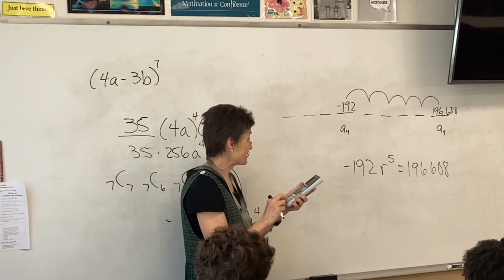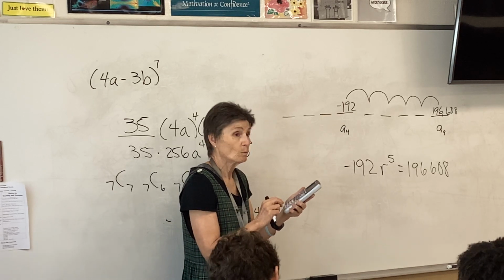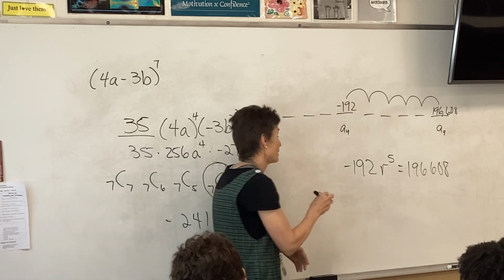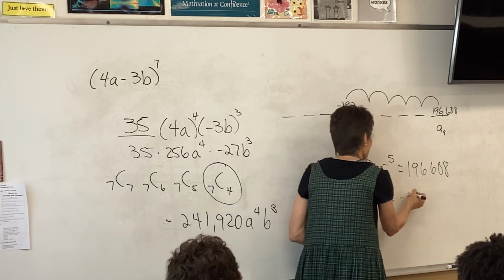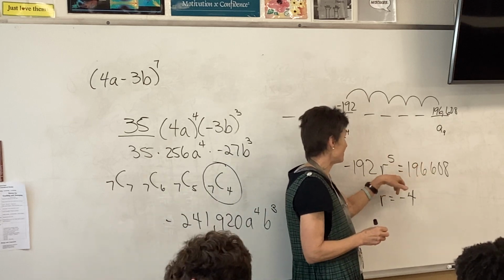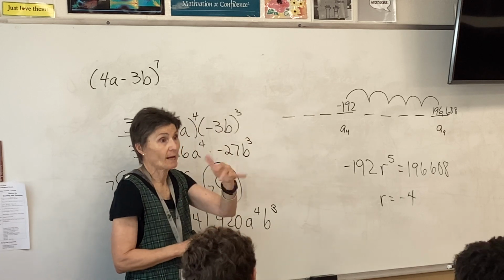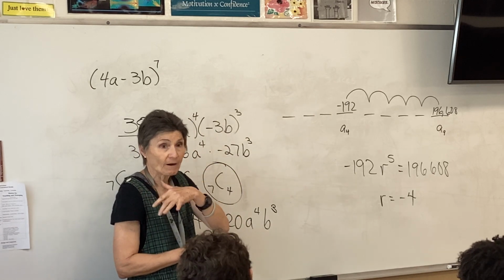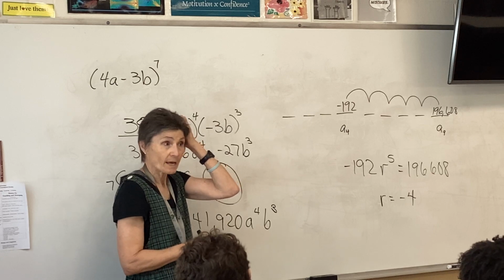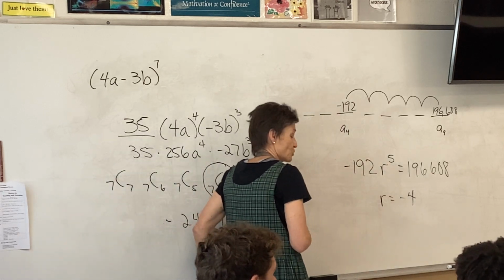And then I'm going to take the fifth root of that, which is negative 4. So my r is negative 4. So I divided by negative 192, and then took the fifth root of that to figure out that I'm multiplying by negative 4 five times. Okay? Now, I need to know what my first term is.